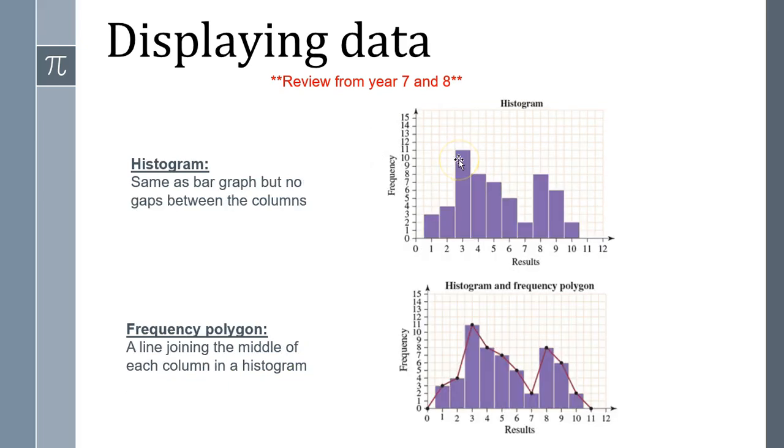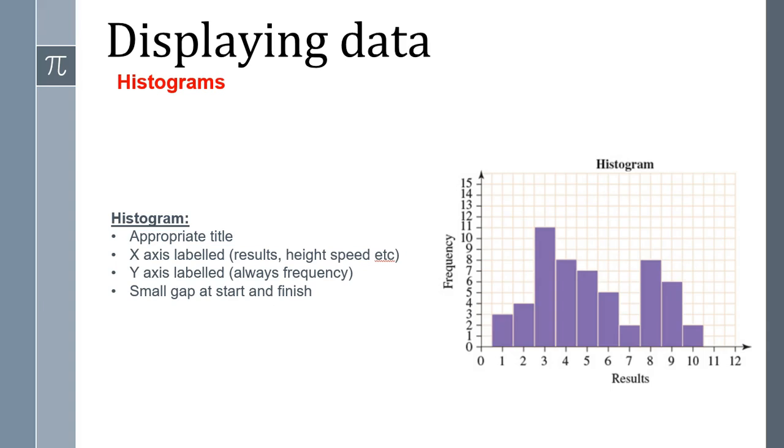We've got histograms, which is like a bar graph but no gaps between the columns. And we've got a frequency polygon, which is the line that connects up the histogram. Okay, we're going to have a special look at the histograms because that is part of the Year 9 curriculum. The other ones, just be aware that there are other ways to display data. So the histogram, we've got an example here.